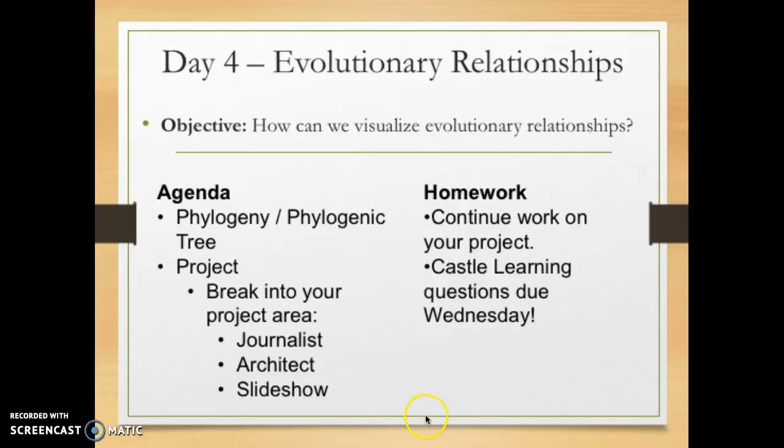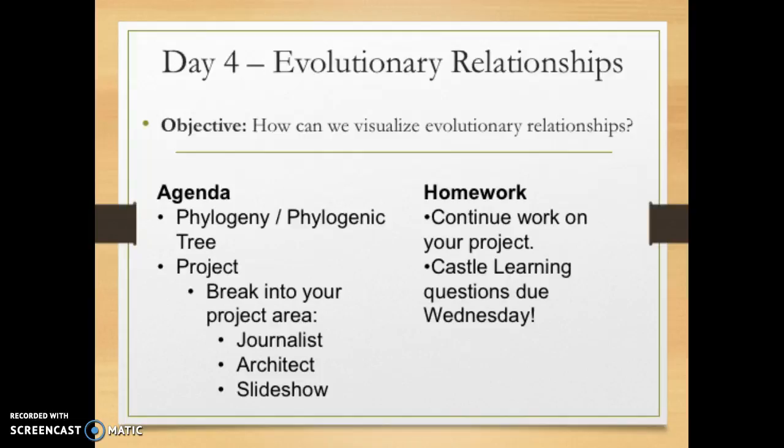As we begin our presentation, let me draw your attention to the homework column here. Your homework for tonight is to continue to work on your project, and your Castle Learning questions are due next Wednesday. So, what is on our agenda?